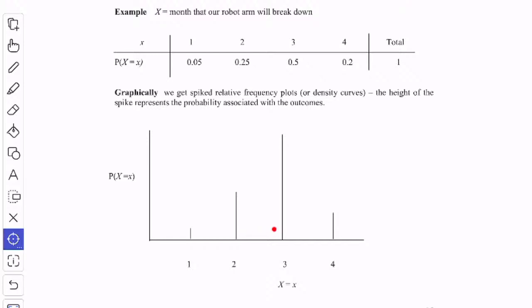Okay, so there's no possibility of breaking down. We don't have values for 2.5 or 2 3/4 months, nothing like that. All we have is that it will break down in the first or within the second, third, or fourth month. Okay. So that's a general discrete distribution.